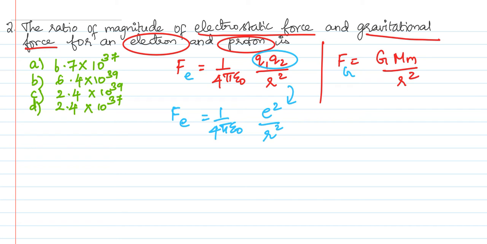Next, here you can see clearly Fg is equal to G. There we studied between two planets, two big masses like that. Here it is between the mass of the electron and the mass of the proton. So how can I proceed with the representation? G me mp by r square.